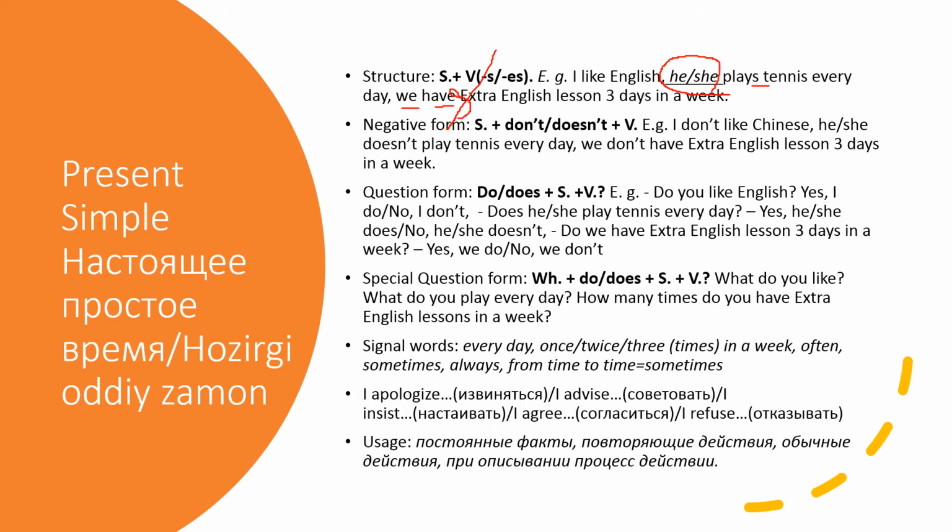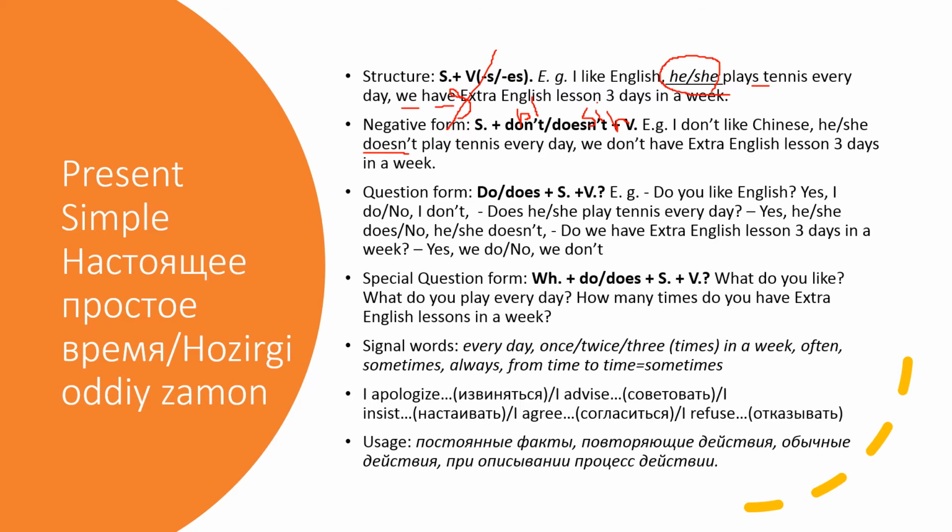Now, negative form. Subject plus don't for plural and doesn't for singular, and verb itself. For example, I don't like Chinese. This is also exception. And she doesn't play tennis every day, because here he or she, singular subjects.